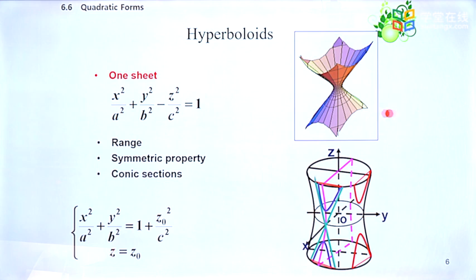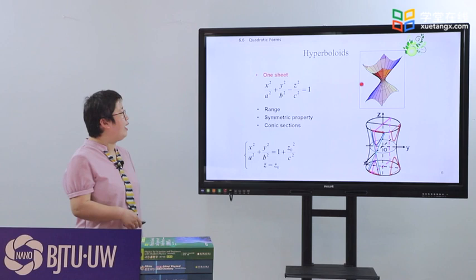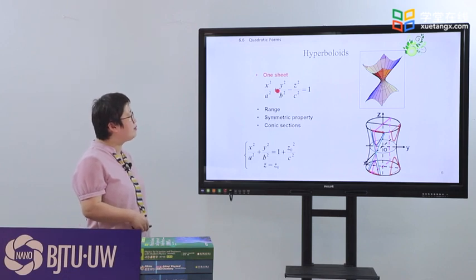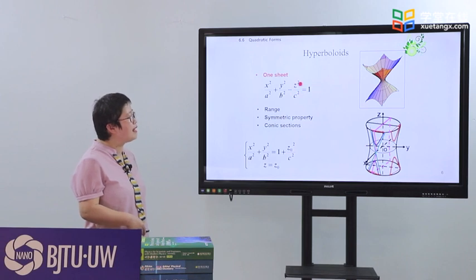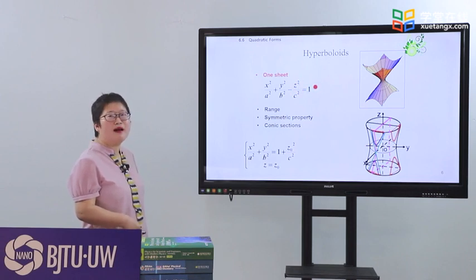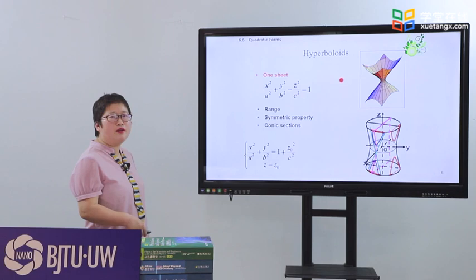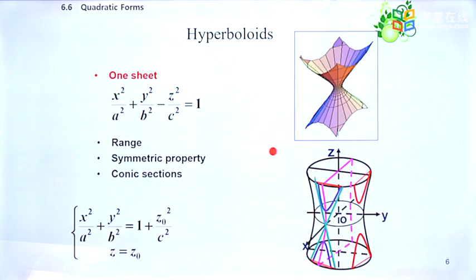And here, from this equation, you can see that x power 2 divided by a power 2 plus y power 2 divided by b power 2 equals 1 plus z power 2 divided by c power 2, which is greater than or equal to 1. So from here it should start from this one and then extend, right? Extend to larger, like larger ellipse.